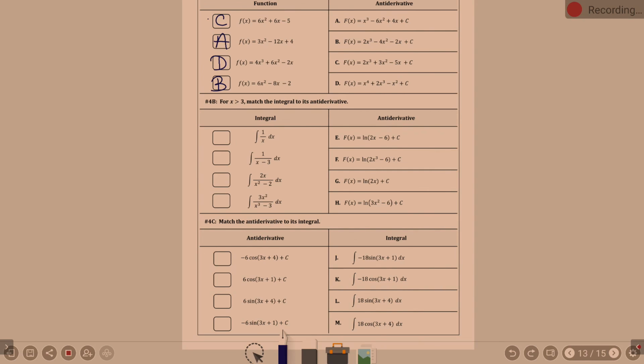Now, on the second set, notice it says match the integral to antiderivative. It does define x to be greater than 3, and that's just because otherwise in your denominator, you'd have some 0 denominators, and that's not okay. So x has to be greater than 3.